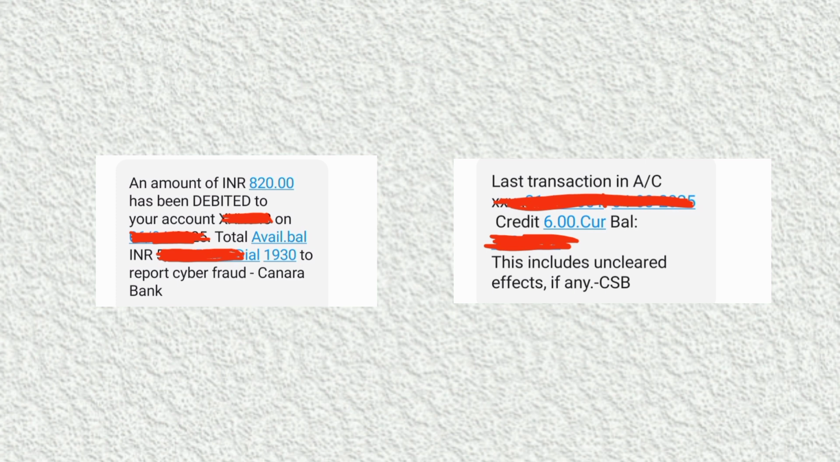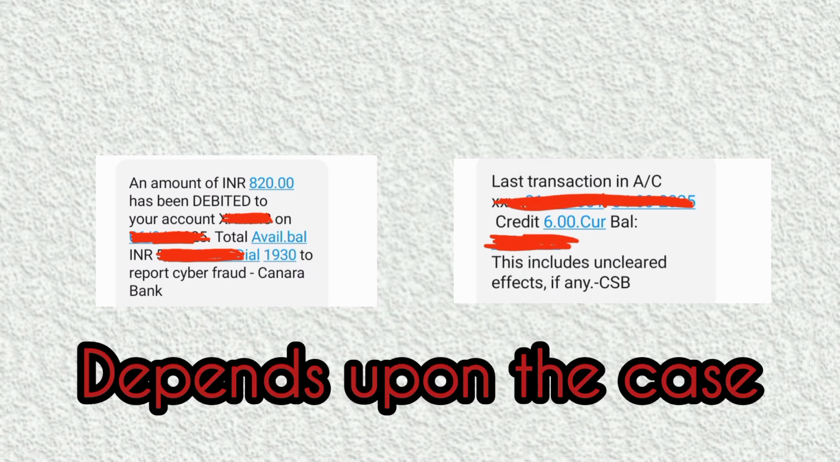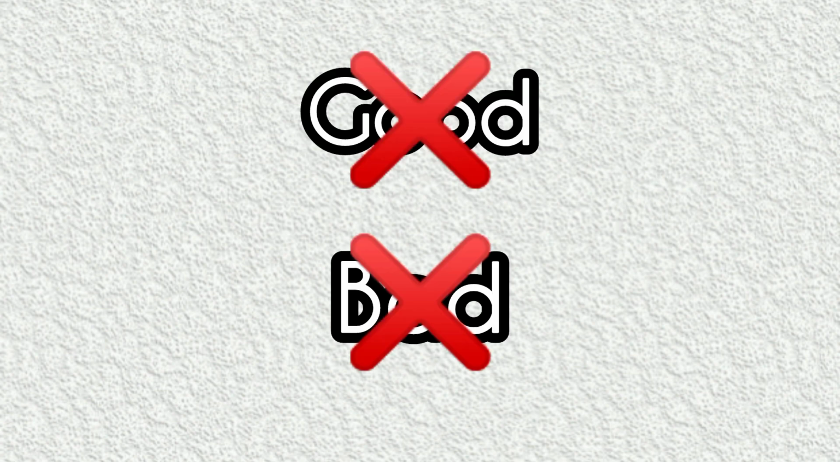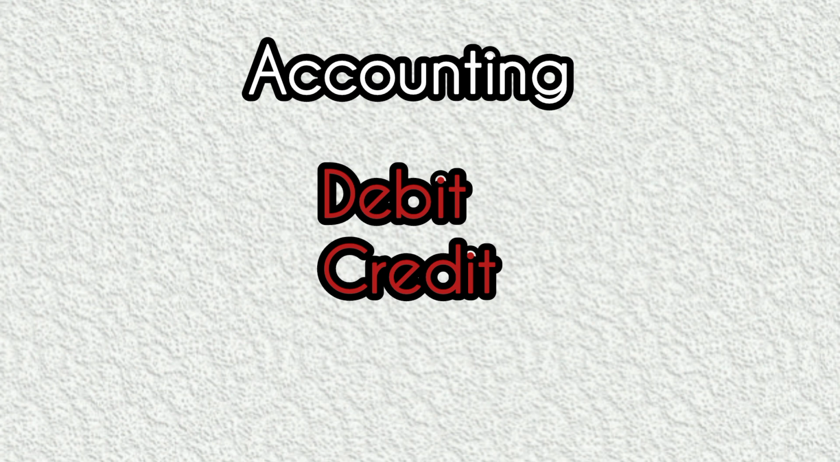So now you will be thinking credit is something good and debit is something bad, right? But no, these are not based on good or bad. It actually depends upon the case. I just want you to understand that there is no good or bad. These are just two terms to represent something. When we were studying mathematics, at the start we knew the terms addition and subtraction, but we understood what addition and subtraction actually are only when we did the problems. In the same way, we will understand what debit is and what credit is when we are doing the problems.